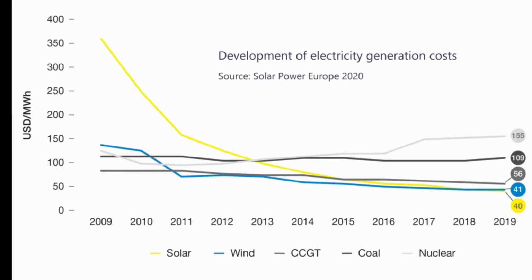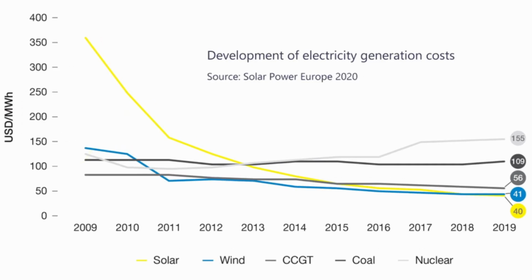The cost decreased a lot. This is the cost development of different energy technologies. So you have here solar, which has been quite expensive. Still in the year 2009, it was in the vicinity of $350 per megawatt hour. This is about 35 cents per kilowatt hour, and nowadays we are in the vicinity of $40 per megawatt hour. It's about 4 cents per kilowatt hour.